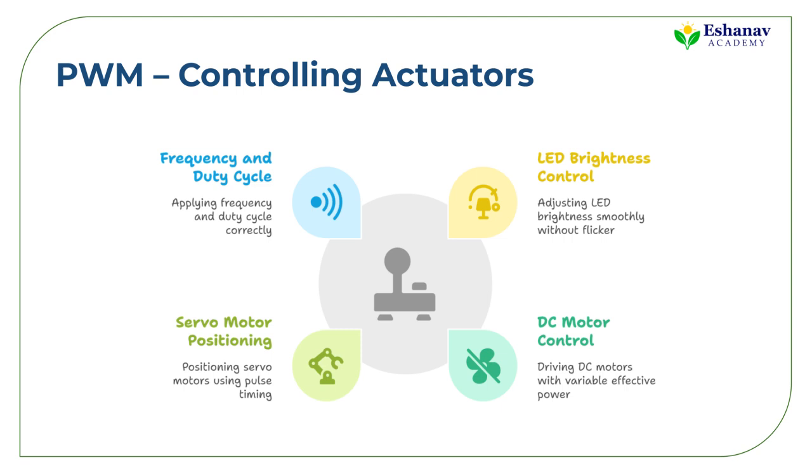It doesn't generate real analog voltage, but by rapidly switching a pin on and off at just the right ratio, it convinces LEDs, motors, and servos to behave as if they're under fine-grained analog control. In this lesson, you learn how to harness PWM to adjust LED brightness, regulate fan speed, and control servos with precision, skills you'll use in virtually every automation project.